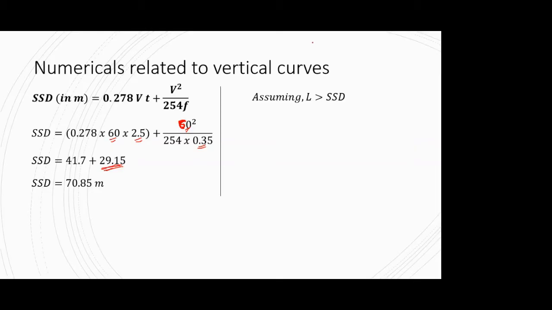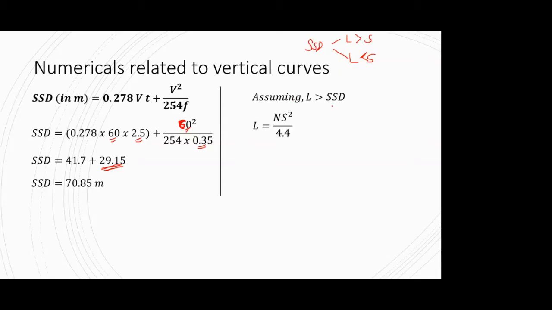Now once you get this SSD, we can go for the design of the summit curve. In the summit curve also, you know that you have two cases: either the length of the summit curve is greater than the stopping sight distance, or the length of the summit curve is less than the stopping sight distance. So how we go about the numerical or design is, first we simply start with any one assumption. Let's start by assuming the length of the summit curve is greater than SSD.